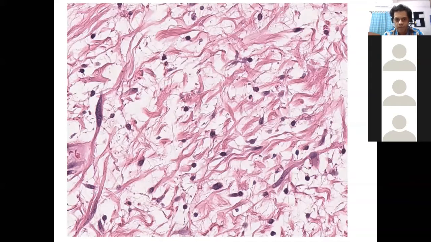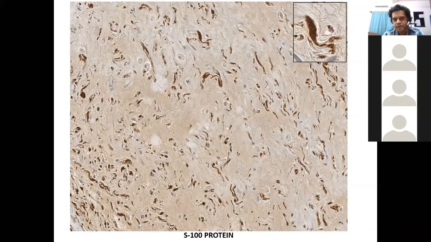Often they will have mast cells also as a part of the population within the tumor. And you will have this paucicellular proliferation of spindle cells, which are bland. S100 will pick up positivity in these cells, but again, it will be less intense compared to that of schwannoma, simply because of the fact that they don't have that many cells. Whatever cells are there will stain for S100.